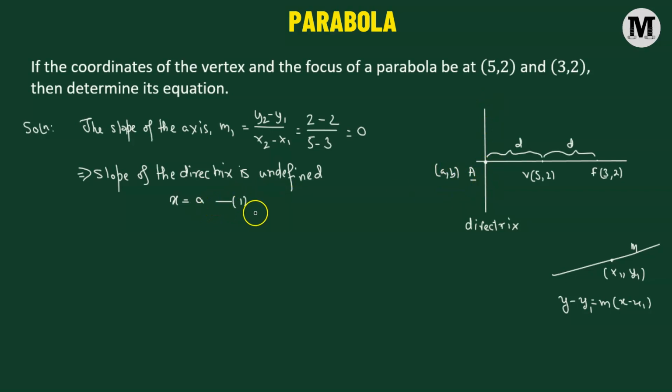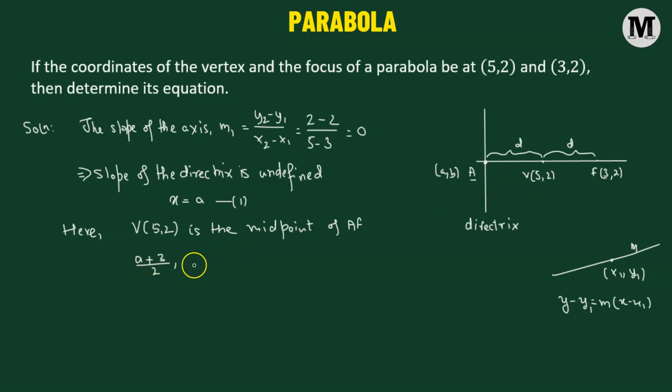So let's label this as number 1. Now to find the value of A, we're going to use the fact that the vertex V is the midpoint of the line segment joining point A and point F. So we can use the midpoint formula. What we'll do, we'll take the sum of the x coordinates of point A and point F. So we have A plus 3 divided by 2.